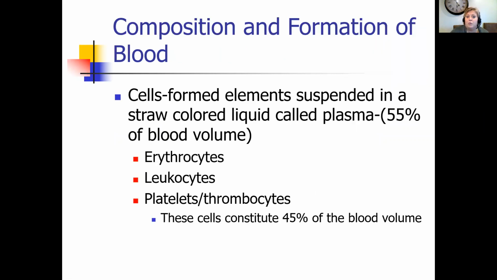What is blood made of, or what is the composition and formation of blood? Well, it's made of cells, and these are formed elements, or the solid things, and these are all suspended in a straw-colored liquid known as plasma. And plasma makes up 55%, so a little bit over half of the volume of blood. The other 45% is constituted by red cells or erythrocytes, white cells or leukocytes, and platelets or thrombocytes, which are the clotting cells. So 55% is the plasma, and 45% is your cells.